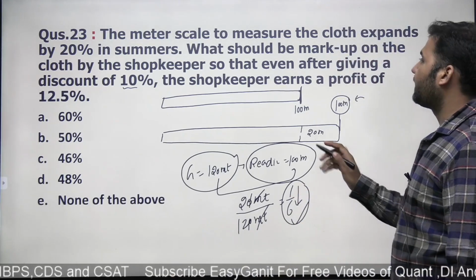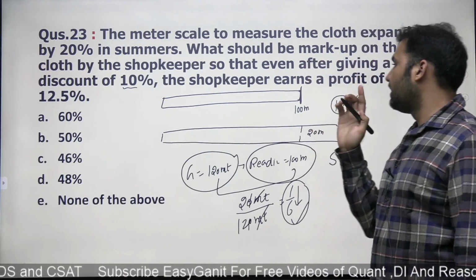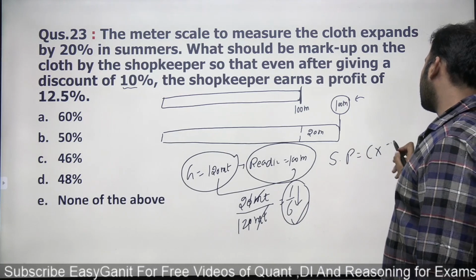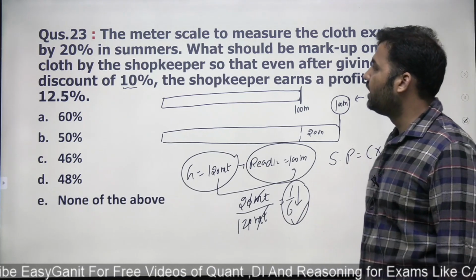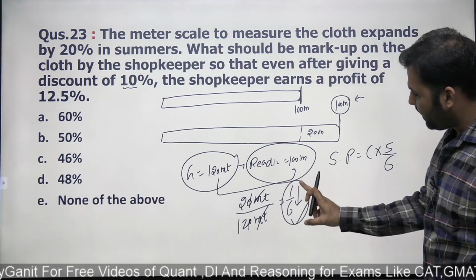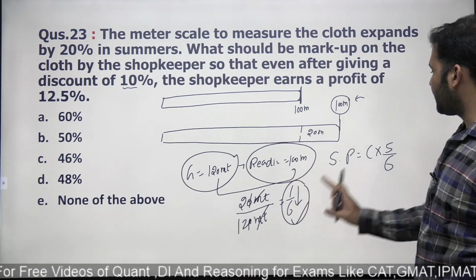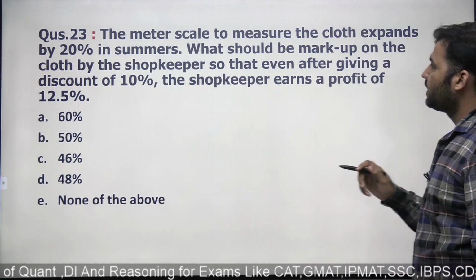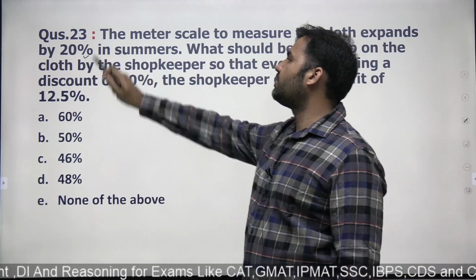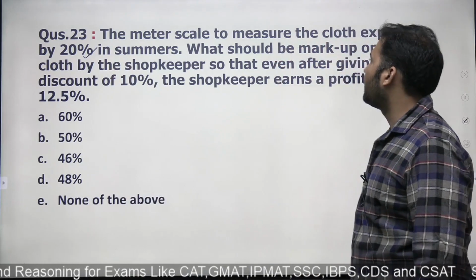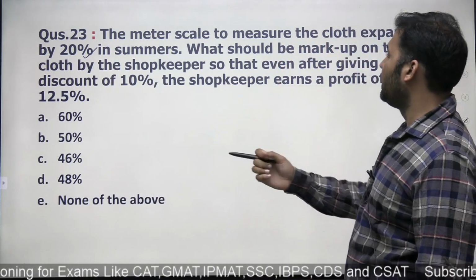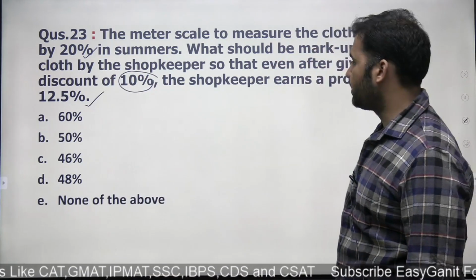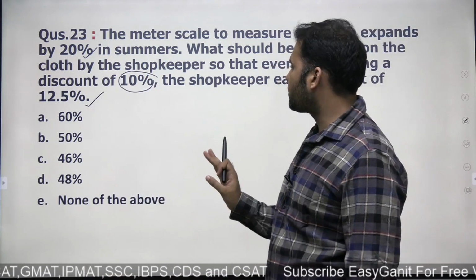So can I say that in this case my selling price will be 5 by 6 of cost price, right? Okay, so can I say the multiplying factor of extension of meter scale of 1 by 6 is 5 by 6, right? Now let me take you back to the question again. Now it says that because of a 20% meter scale extension, right, markup क्या रखना चाहिए कि 10% डिस्काउंट देने के बाद भी 12.5% का प्रॉफिट हो. So multiplying factor would be the best way to solve the question.